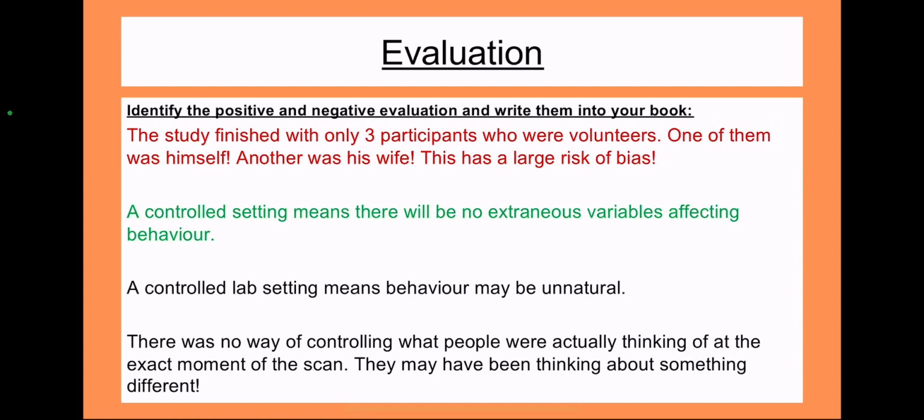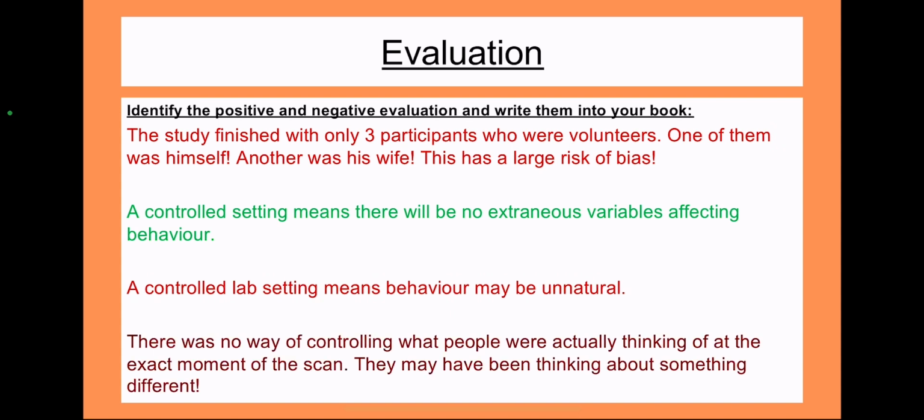As it was a controlled lab brain scan process, we can say that we should be having quite good control of extraneous variables. We should be able to replicate this study in the future. So that's a good thing. However, as always, a controlled lab setting comes with the risk of unnatural behaviour.